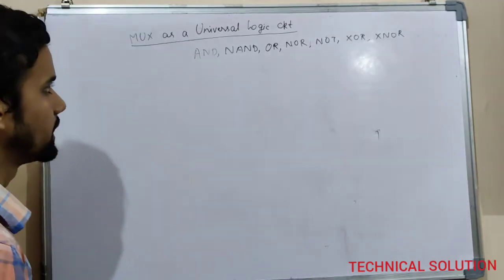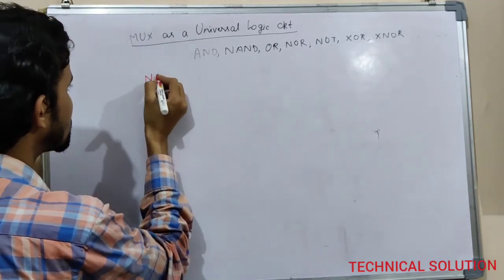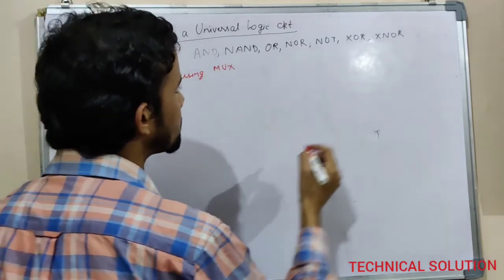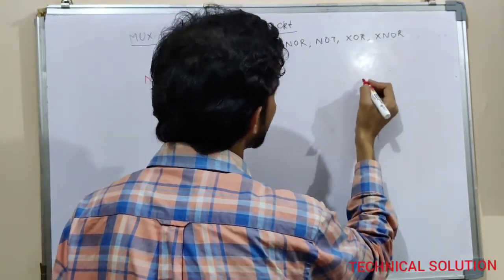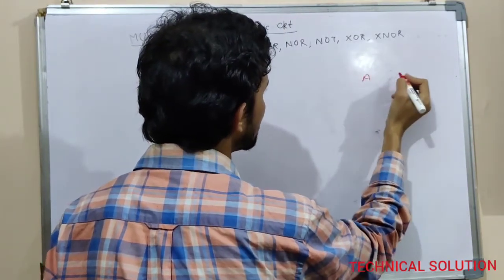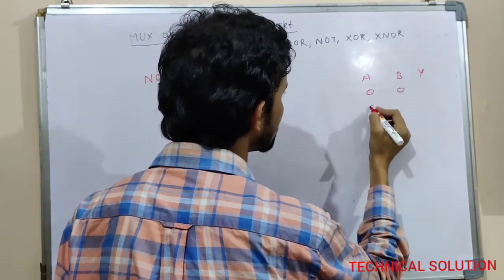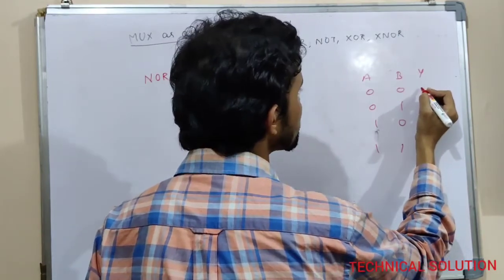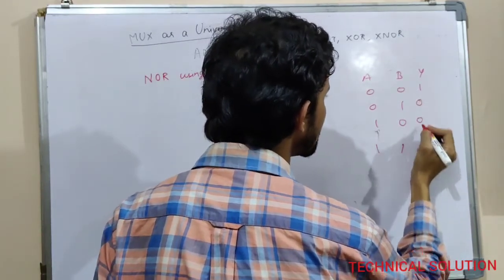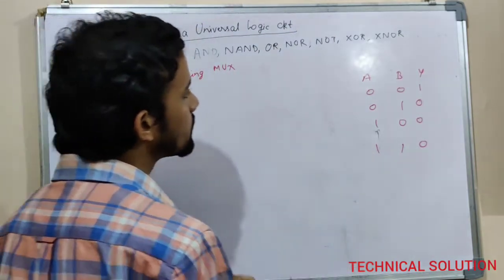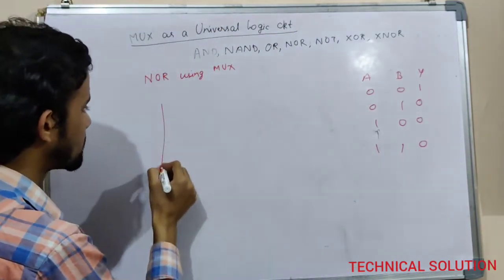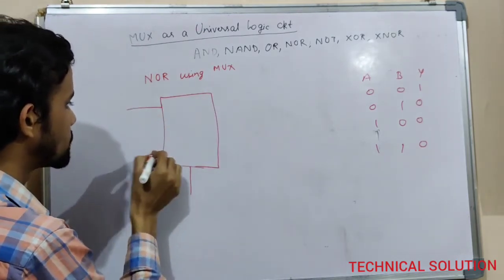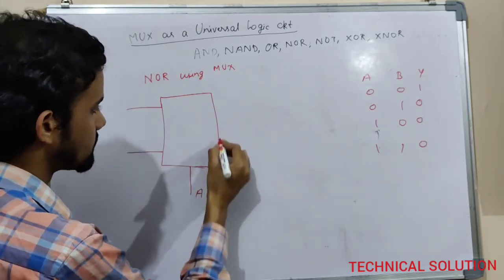How to realize a NOR gate using a multiplexer? NOR using mux. Okay, the truth table of NOR is given by A, B, Y, that is 0 0, 0 1, 1 0, 1 1, and the outputs are 1, 0, 0, 0. This is the truth table of the NOR gate. Okay, and the 2 cross 1 mux is realized by using this, in which there are 2 inputs and 1 output, and the selection line is A.